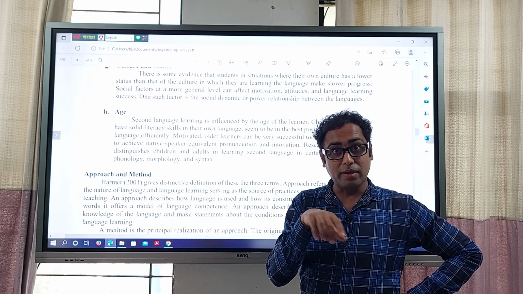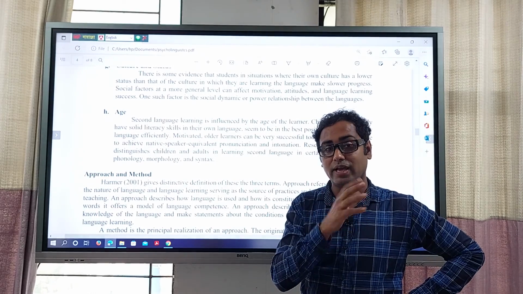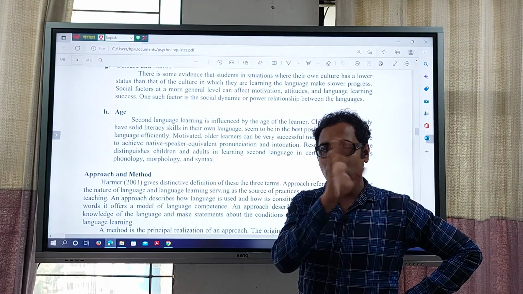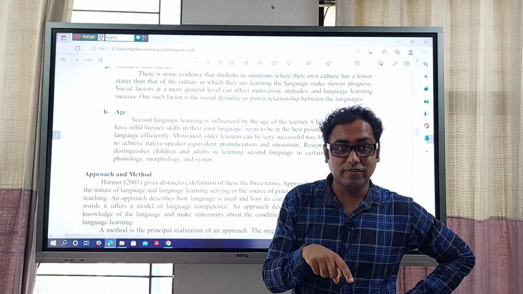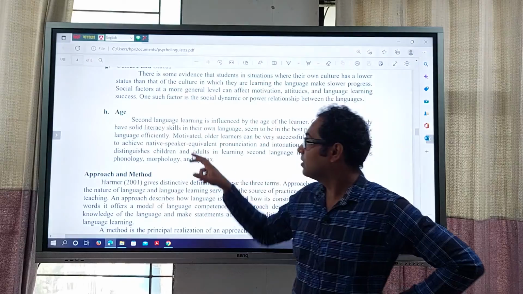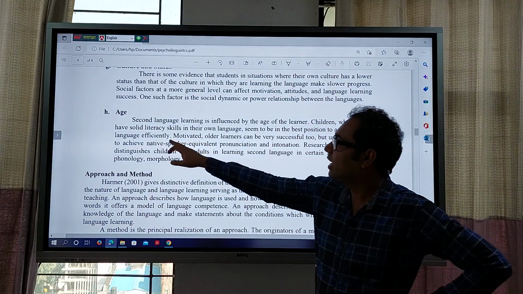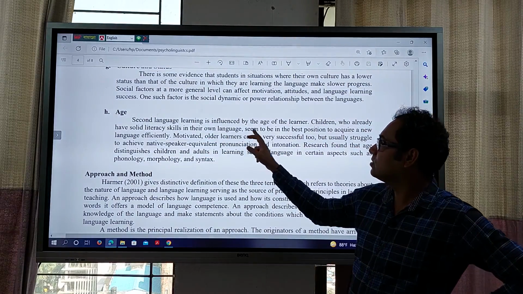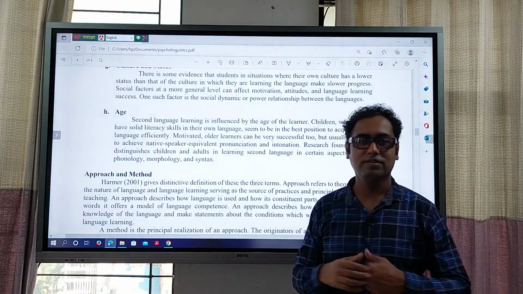Or the opposite thing could happen. I am senior, I am doing very well, and you are junior, you have no idea, you will just write the theory. I have the experience, I will give more examples, more theories, I will do well. Superior feeling and inferior feeling could occur in the learning process. Second language learning is influenced by the age of the learner. Children who already have solid literacy skills in their own language seem to be in the best position to acquire a new language efficiently.